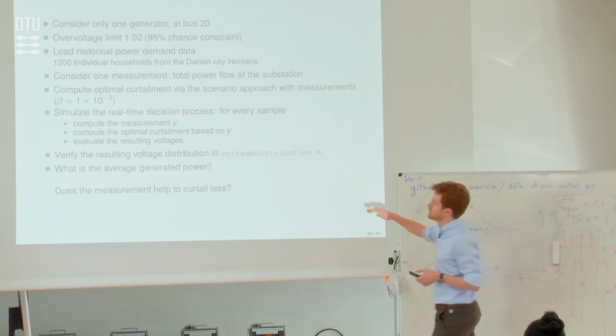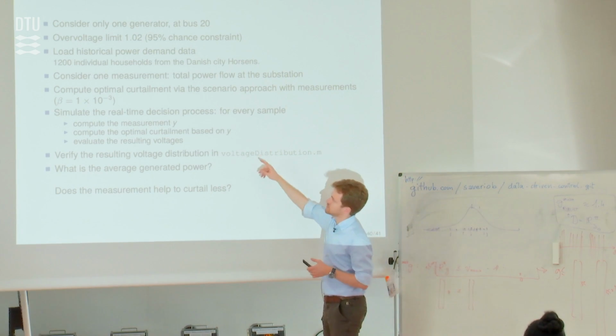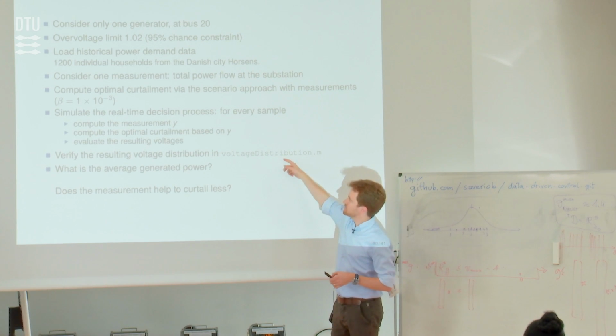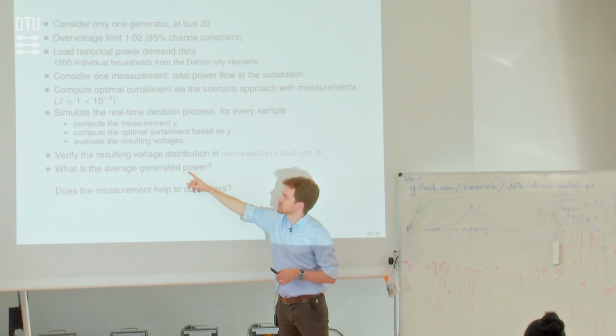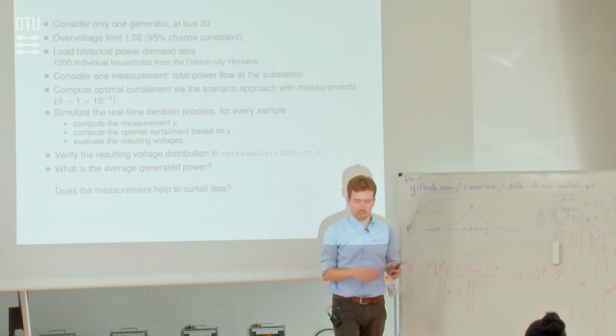You will see the same thing as before, so it's exactly the same lines now, but before you have to do a bit of, compute this K and so on. That's it, right? You verify again the voltage, the distribution of the voltages, and you see how much we have curtailed or how much we have generated this time. And then this question has a trivial answer.